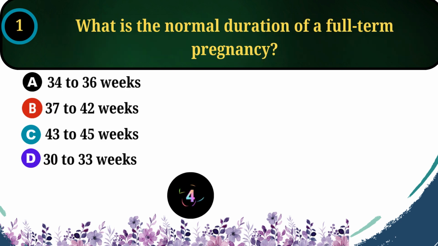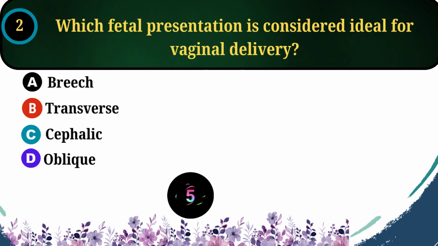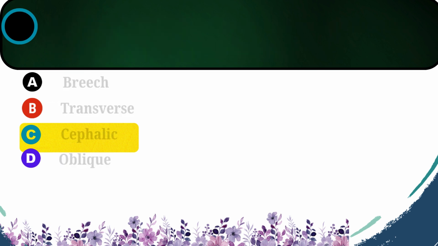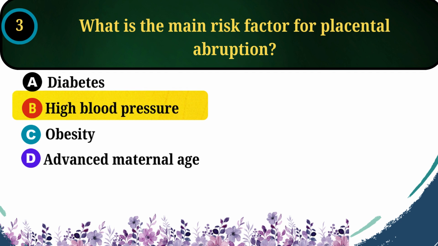1. What is the normal duration of a full-term pregnancy? 37 to 42 weeks. 2. Which fetal presentation is considered ideal for vaginal delivery? Cephalic. 3. What is the main risk factor for placental abruption? High blood pressure.